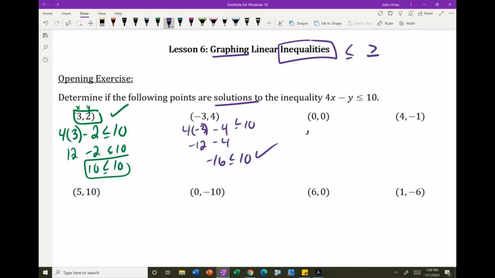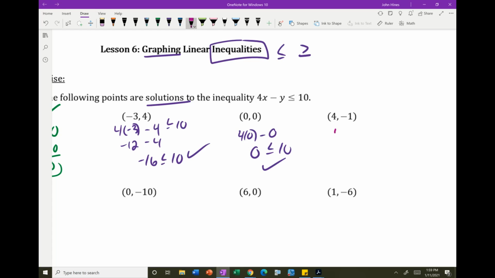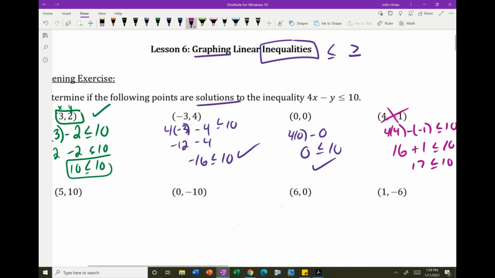0, 0. Plug it in. 0, is that less than or equal to 10? It is. So far, all of these points are solutions to this equation. Let's try the next one. 4, negative 1. 4 times 4 minus negative 1. So I'm just plugging in x and y. 16. Ooh. Not a solution. That point right there is not a solution. It didn't make it true.